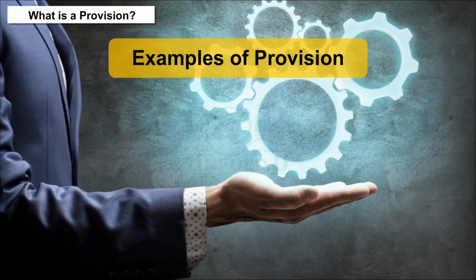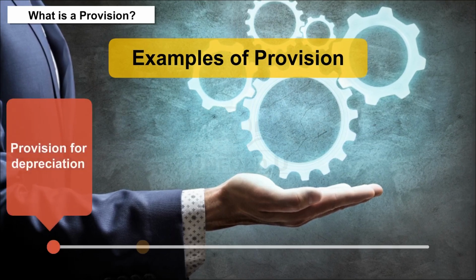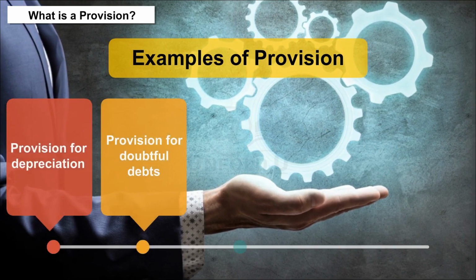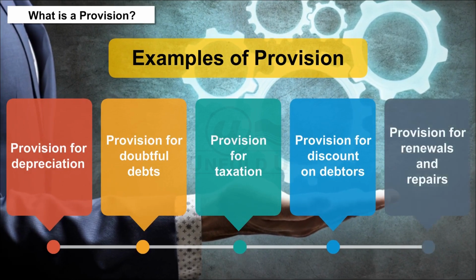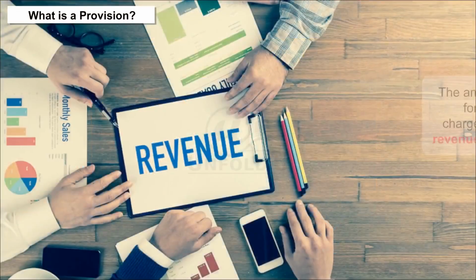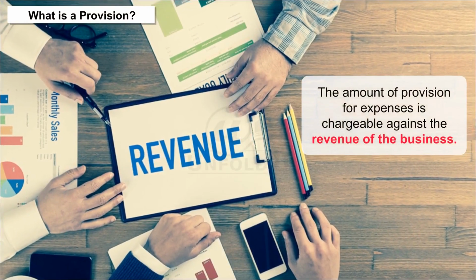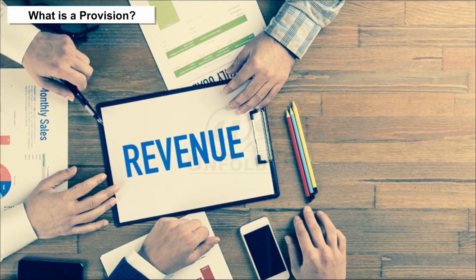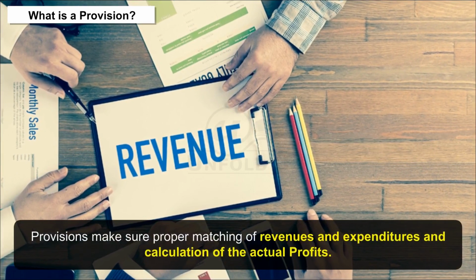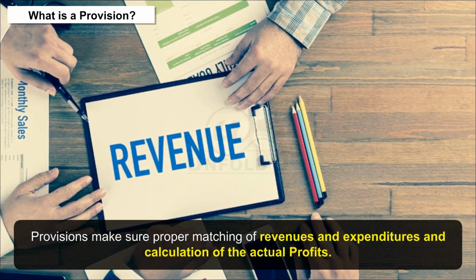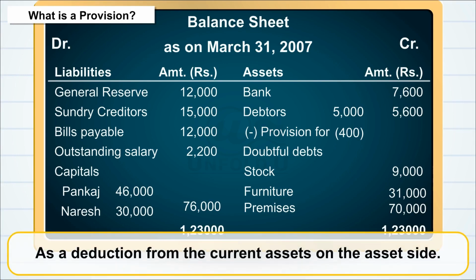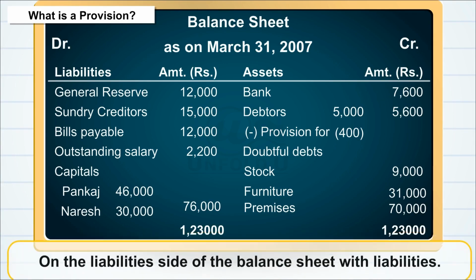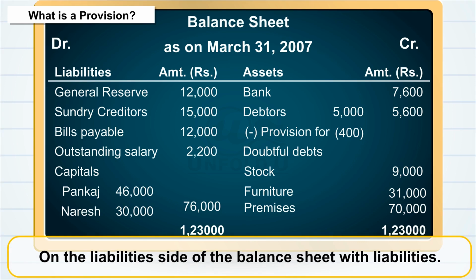Examples of provisions are provision for depreciation, provision for doubtful debts, provision for taxation, provision for discount on debtors, provision for renewals and repairs. The amount of provision for expenses is chargeable against the revenue of the business. Provisions make sure of proper matching of revenues and expenditures and calculation of the actual profits. In the balance sheet, the amount of provisions must be shown as a deduction from the current assets on the asset side, or on the liabilities side of the balance sheet with liabilities.